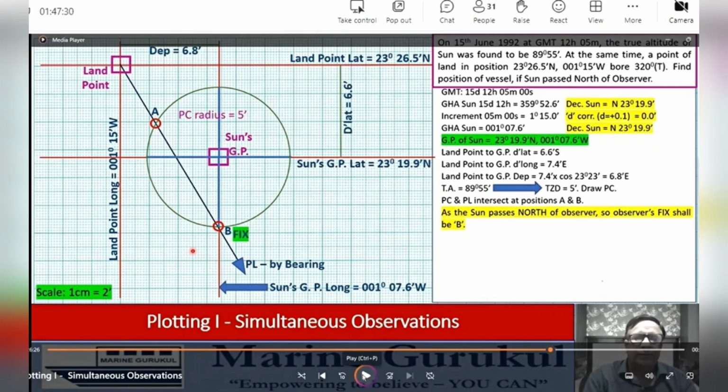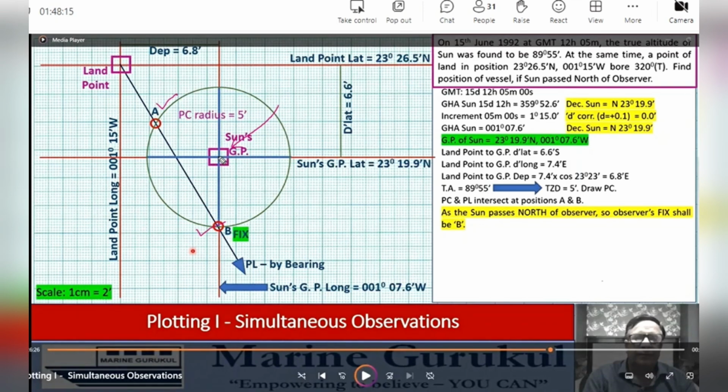Clear? Okay. Sir, one more thing, sir. In this case here, sun's GP, it is the position of the observer, that is latitude, longitude. It is the position of the observer on the earth, correct, sir? No, beta. No. Sun's GP is not the position of the observer. Sun's GP is basically representing the position of the sun on the surface of Earth. GP is basically a point which is representing the celestial body on the Earth's surface. Observer position is either at A or at B. Observer is not at GP. The celestial body is at GP.